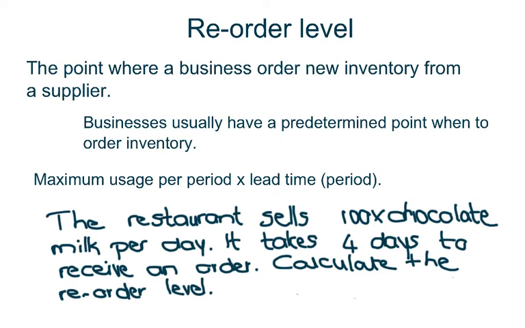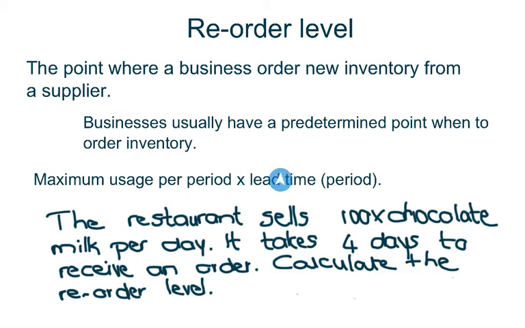Now, the formula that we use there is the maximum usage per period, and I will say per period because sometimes it will be given to you in the form of weeks or days or months, so I will rather refer to a period, times my lead time in the same period. So if I'm talking about usage per week, then if I use this formula, I must also look at the lead time per week. The same if I'm looking at usage per day, then I must look at lead time per day.